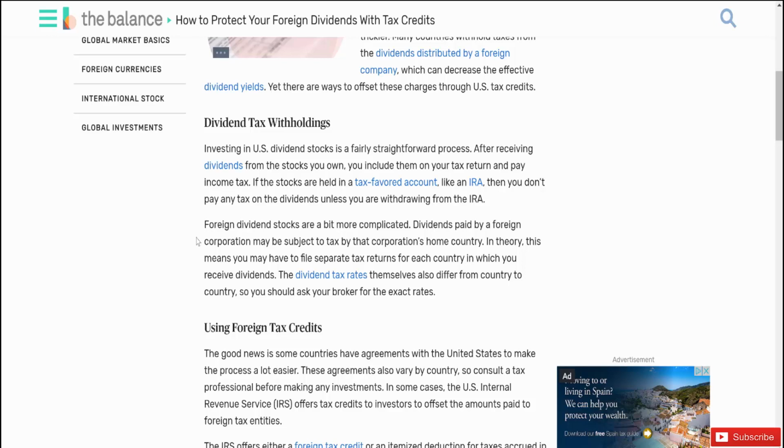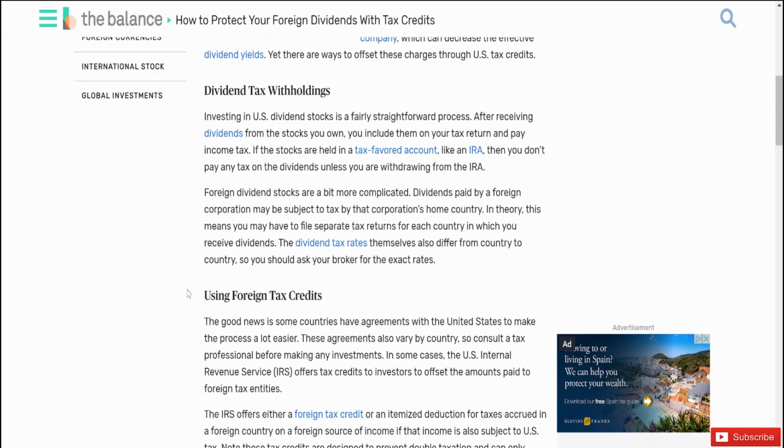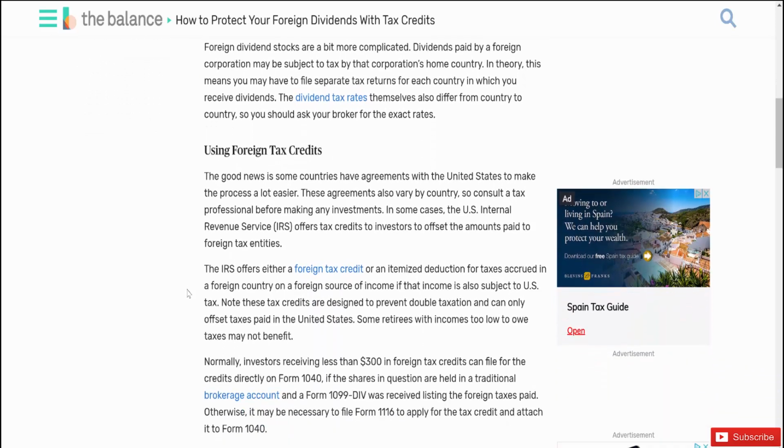Dividends paid by a foreign corporation may be subject to tax by that corporation's home country. In theory, this means that you have to file separate tax returns for each country in which you receive dividends. The dividend tax rates themselves also differ from country to country, so you should ask your broker for the exact rates.